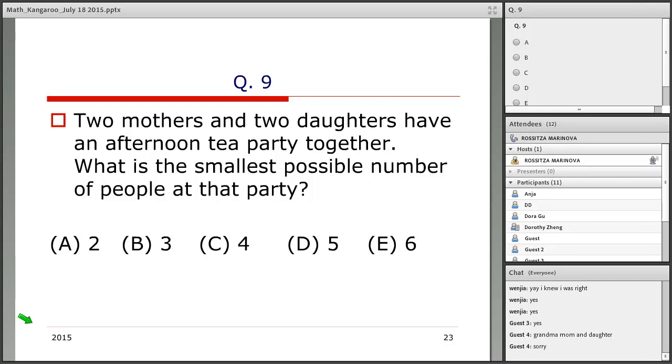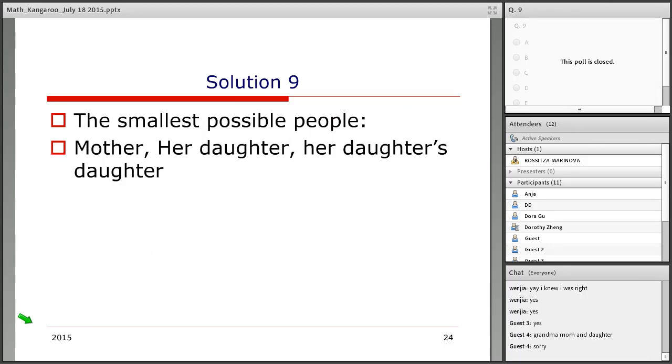Okay, awesome. So I am going to end the poll over here. And yes, the answer is actually mother, her daughter, and her daughter's daughter. So if you have a grandma and a grandma's daughter and her daughter, in that case, you will have only three people. But still the relationship holds, when you have two mothers and two daughters, because the grandmother is the mother of the daughter, and the mother is the mother of the daughter. So there are two mothers and two daughters over here.